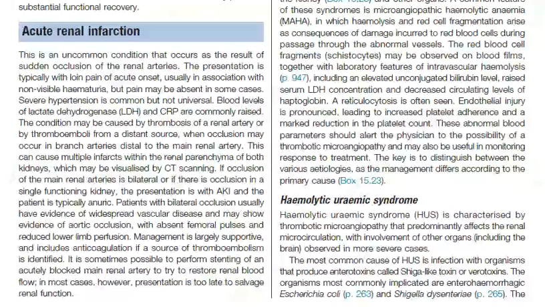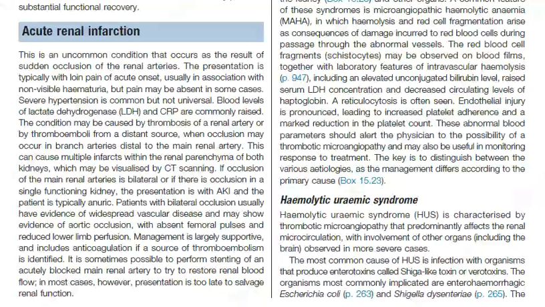Now, acute renal infarction. This is an uncommon condition that occurs as the result of sudden occlusion of the renal arteries. The presentation is typically with loin pain of acute onset, usually in association with non-visible hematuria, but pain may be absent in some cases. Severe hypertension is common but not universal. Blood levels of LDH and CRP are commonly raised.